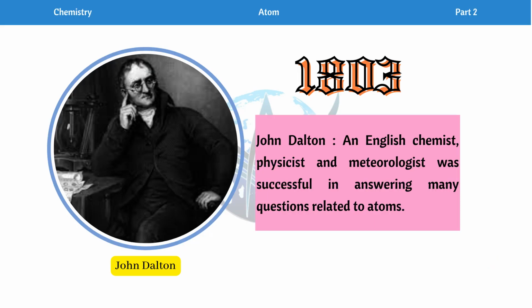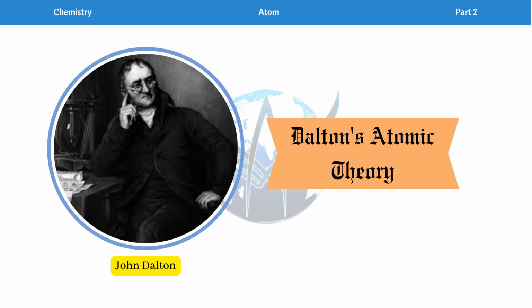So let's start with John Dalton. Who is John Dalton? John Dalton was an English chemist, physicist and meteorologist who around 1803 was successful in answering many questions related to atoms. So around 1803 he was successful in answering many questions related to atoms, and he also put forward Dalton's atomic theory.